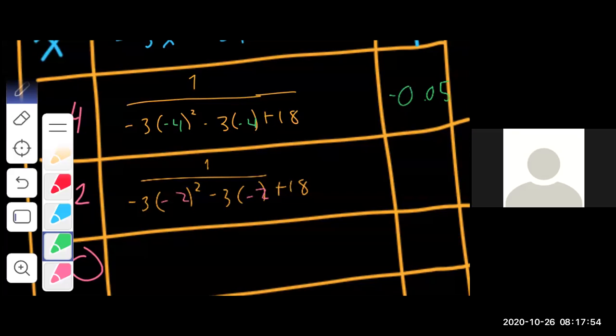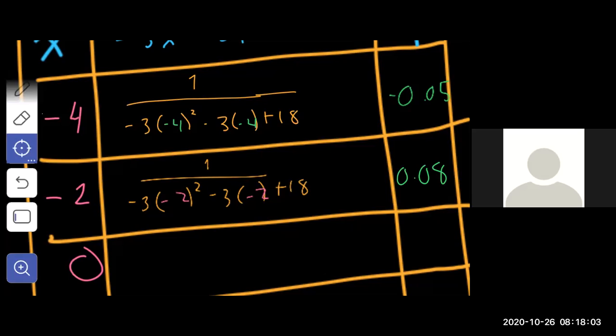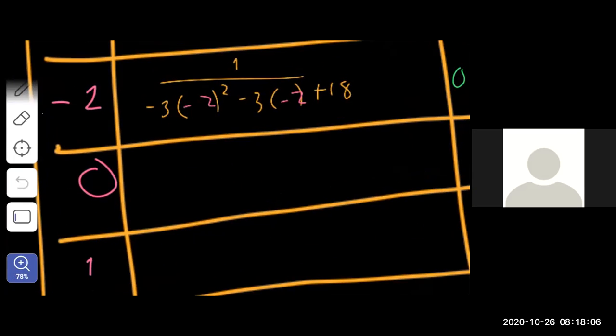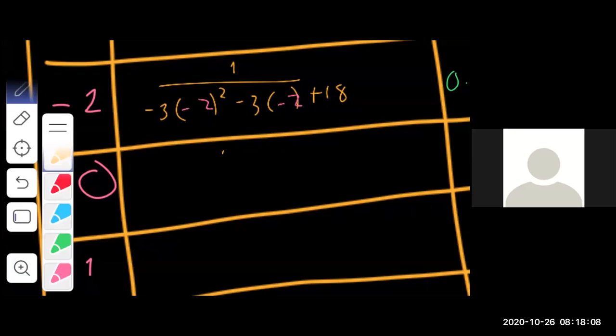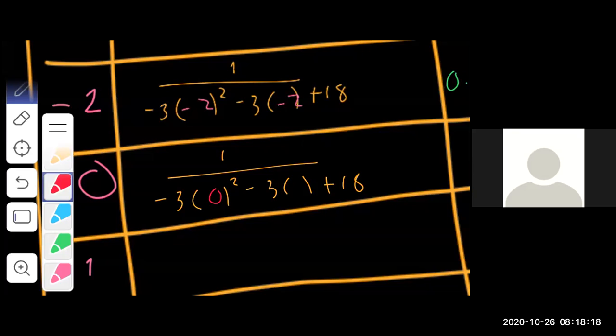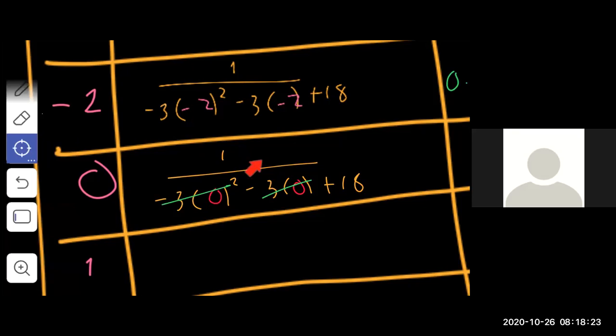Me too. Positive, right? 0.08. This is what I got, guys. Me too. That was right. So this one with 0, guys, I love when it is 0 because it gets easier. Negative 3, parentheses, squared, minus 3, parentheses, plus 18. This value is going to be 0. This means I can cancel this, I can cancel this. I just need to find the ratio of this, 1 over 18. I get 0.05.